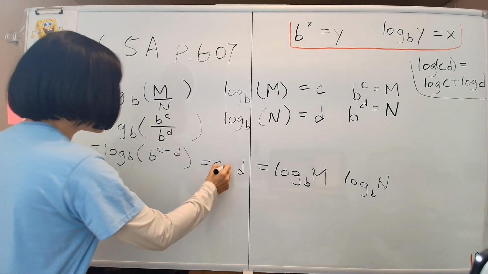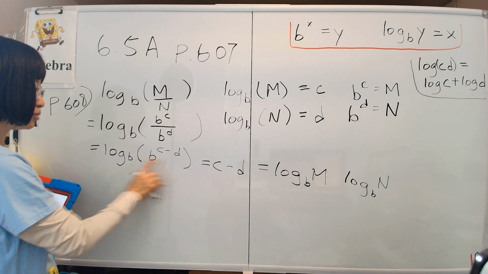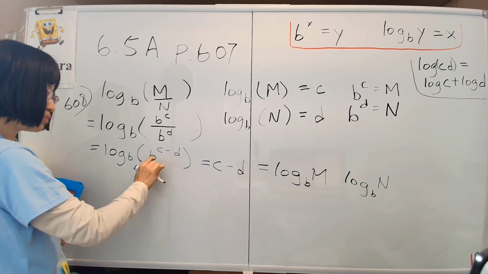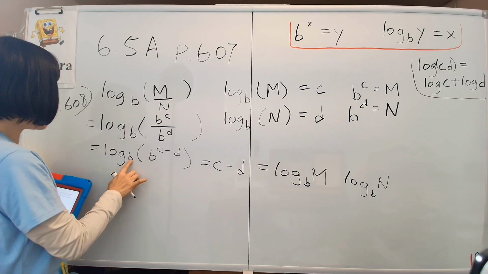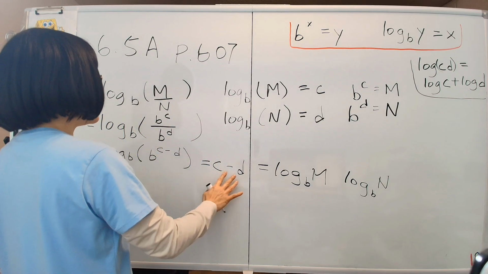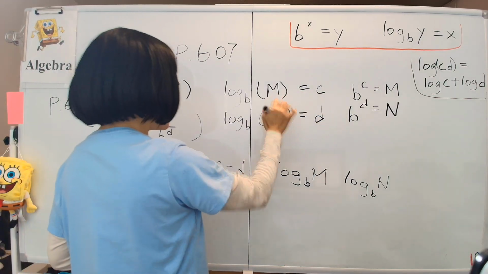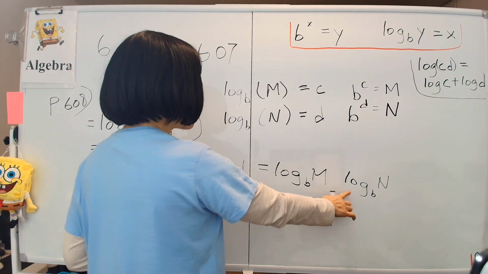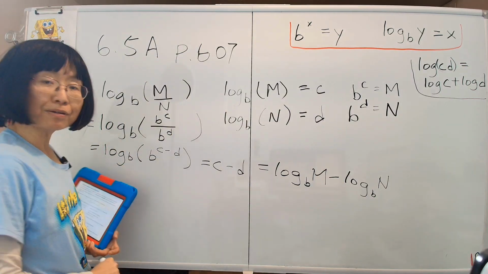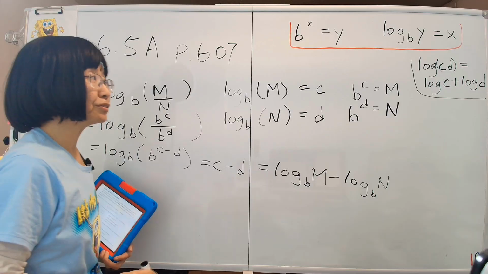That would be c minus d. By definition of logarithm, b to this power needs to be what's in here. And what's in here is b to the power c minus d, and therefore b to the power c minus d is b to the power c minus d. So that equals c minus d, and c is log of m, and d is log of n, and we put a minus sign here, and then the same principle applies. And that's how the quotient rule applies.